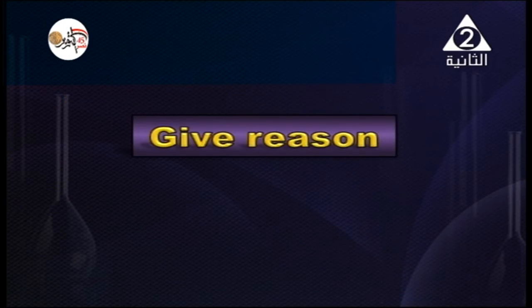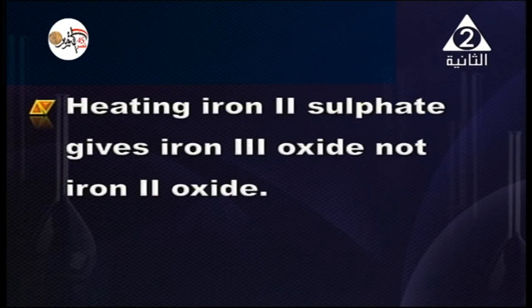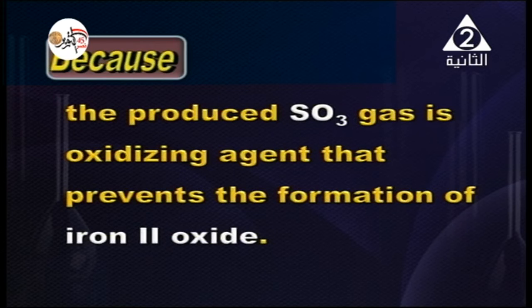So we have a good reason at this point, my dear students. Heating iron 2 sulfate gives iron 3 oxide, not iron 2 oxide. The reason for that is that the produced sulfur trioxide gas is an oxidizing agent that prevents the formation of iron 2 oxide.